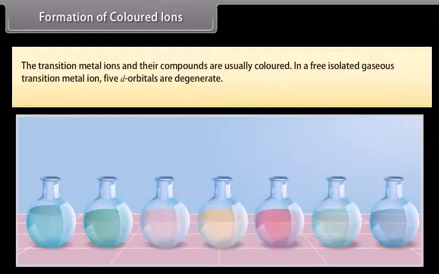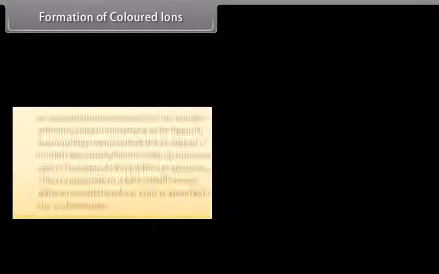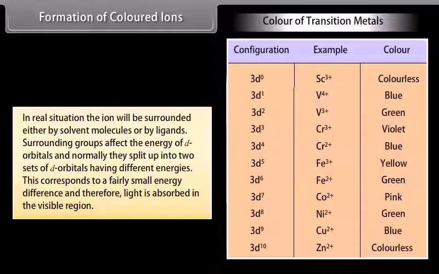Formation of colored ions. The transition metal ions and their compounds are usually colored. In a free isolated gaseous transition metal ion, the 5 d orbitals are degenerate. In real situations, the ion will be surrounded either by solvent molecules or by ligands. Surrounding groups affect the energy of d orbitals, and normally they split up into two sets of d orbitals having different energies. This corresponds to a fairly small energy difference, and therefore light is absorbed in the visible region.